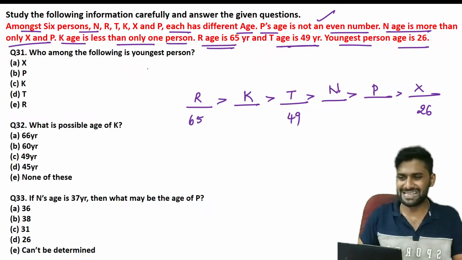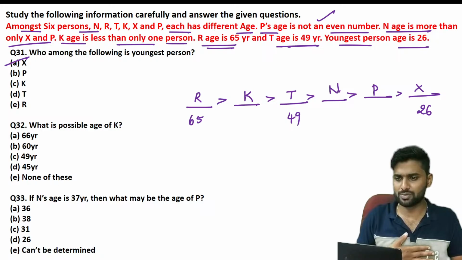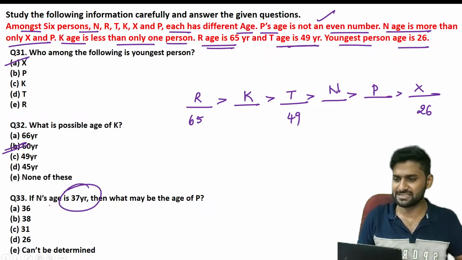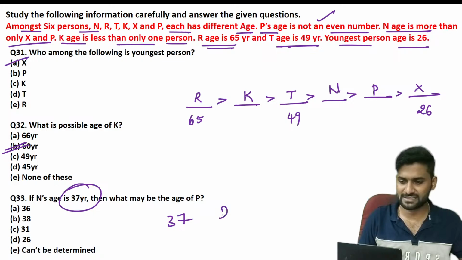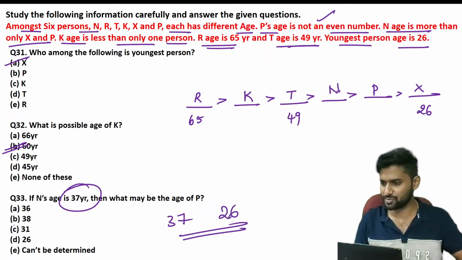Who among the following is youngest one? Who is the youngest person in the information? X. What is the possible age of K? Greater than 49, less than 65. So we have one answer. If N's age is 39 years, then what may be the age of P? Guys, here its age is between 37 and 26. Greater than 26, less than 37. So possible answer is 30.